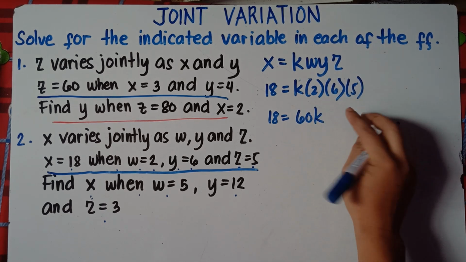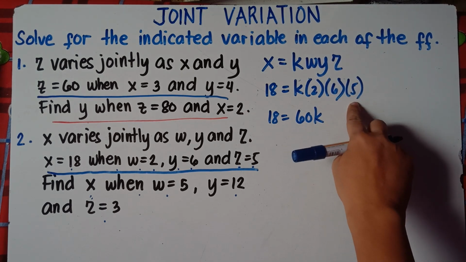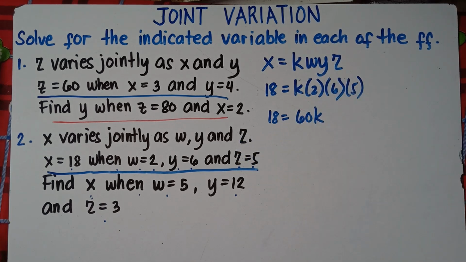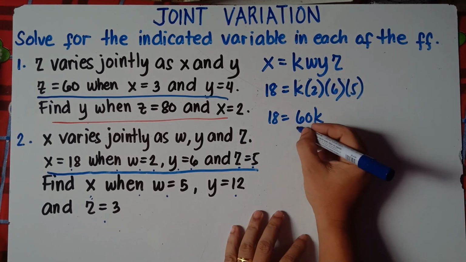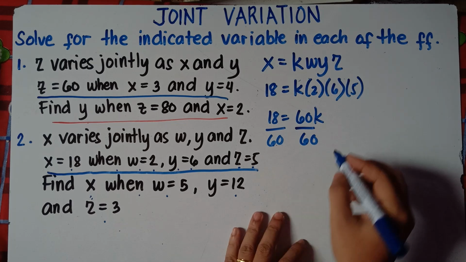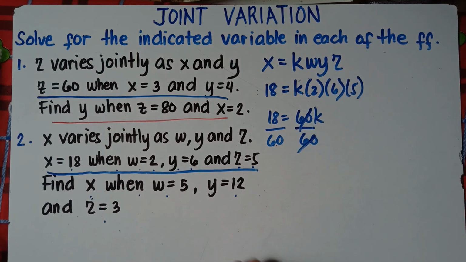I hope you understand this one, class. Multiply 6 times 5, that is 30, times 2, that is 60, times k, that is 60k. And to get the value of k, you divide the equation by 60 so that you can cancel this out.